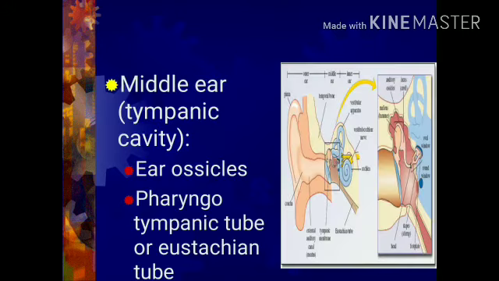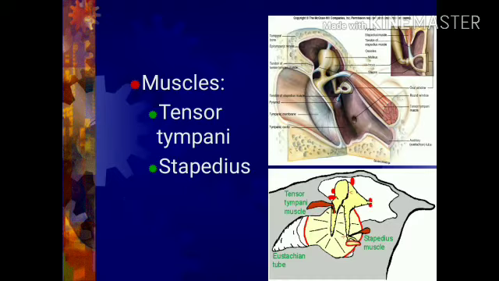The next part is the middle ear, which is also known as the tympanic cavity. It is an air-filled cavity in the temporal bone and it contains the ear ossicles. Also it has the opening of the pharyngotympanic tube, which is also known as the eustachian tube. Muscles present in the middle ear are the tensor tympani muscle and stapedius.